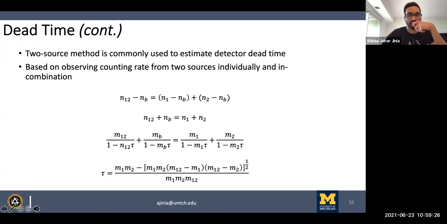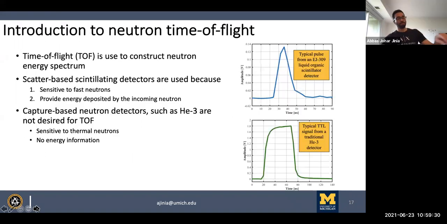All right, so since we are almost at 2 p.m., I'm going to briefly talk about neutron time of flight. Neutron time of flight is used to characterize neutron detectors. This is a very, very powerful experiment because it not only helps us to characterize neutron detectors, but it also helps us to construct the energy spectrum of a neutron source.